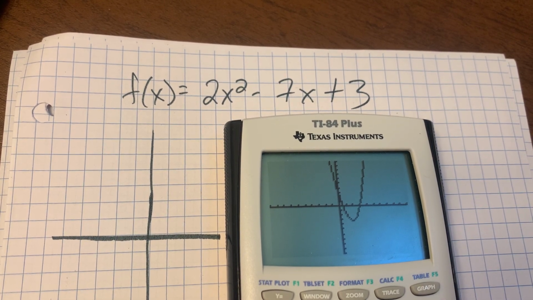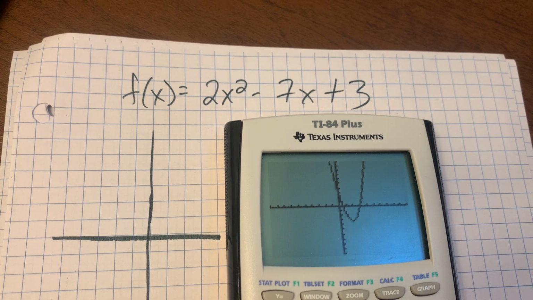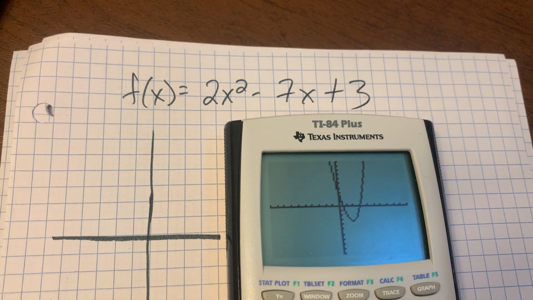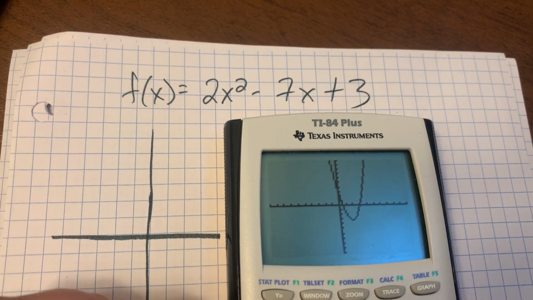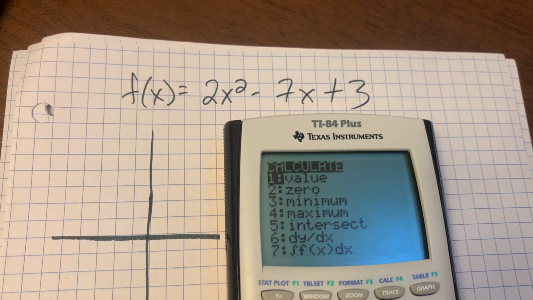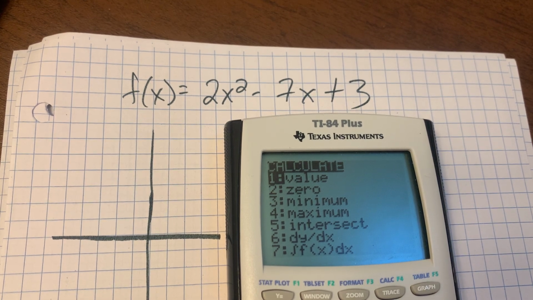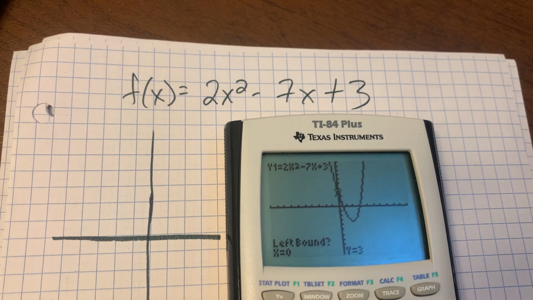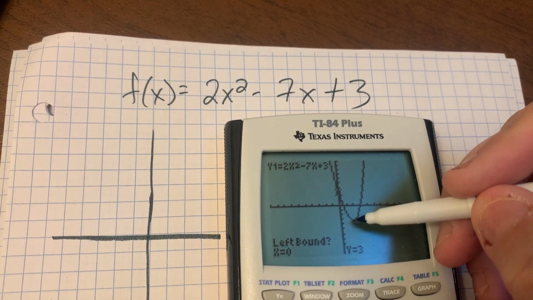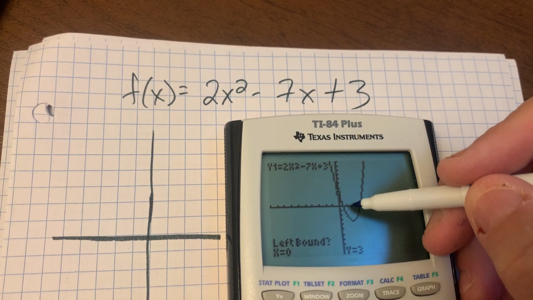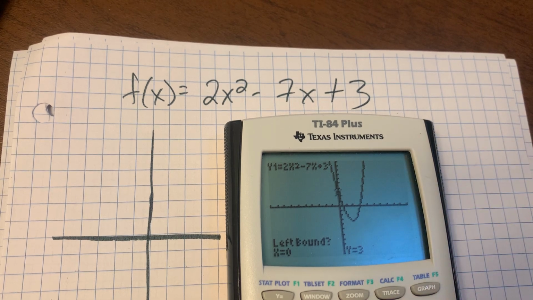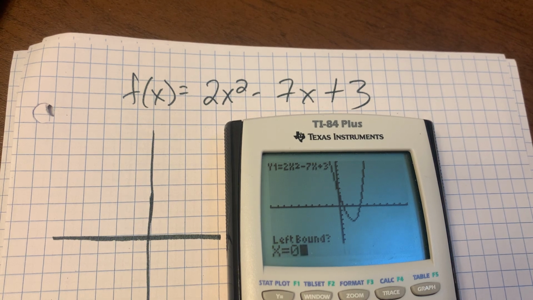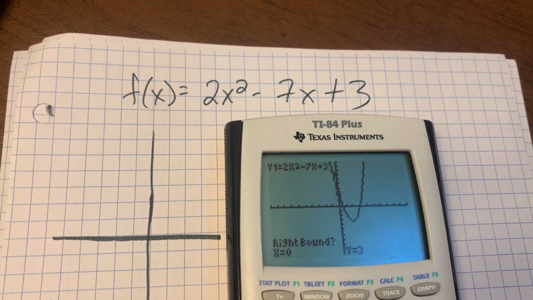So the important points that I need to find here are the vertex, the x-intercepts, and the y-intercept. So the vertex, I can do that by going second trace and choosing 3 since this thing opens up. It's a minimum. When I look at the graph on the calculator, I can see that the vertex is probably going to have an x value somewhere around 2, I think it looks like. So I'm going to choose an x value to the left of 2. How about 0? And I'll just type enter.